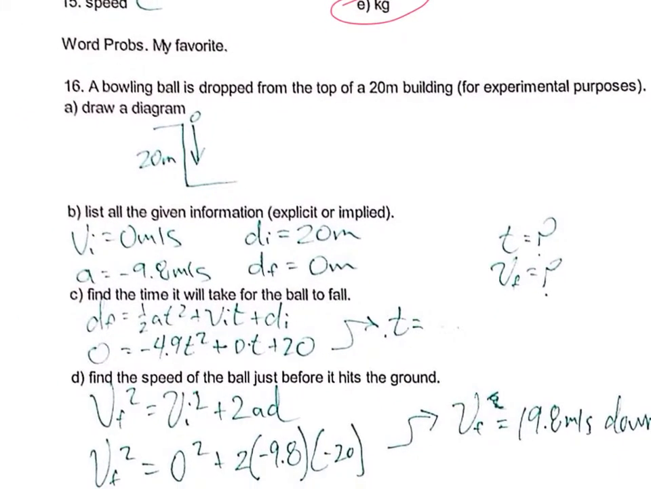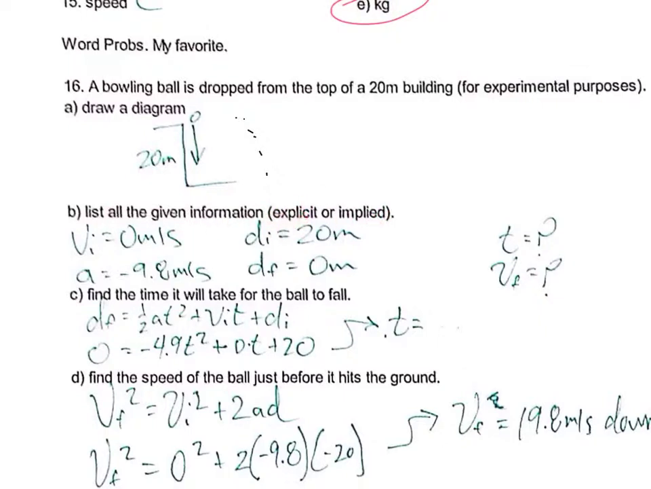All right, word problems. My favorite. A bowling ball is dropped from the top of a 20-meter building. Draw a diagram. If you had something similar to this, this would be great. The height is indicated, and something is dropping. That's good. Some people had little dots indicating that it's going faster as it moves along. That was awesome. Part B, list all the given information, explicit or implied.